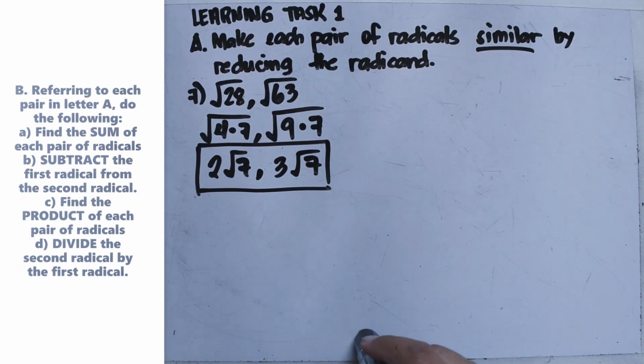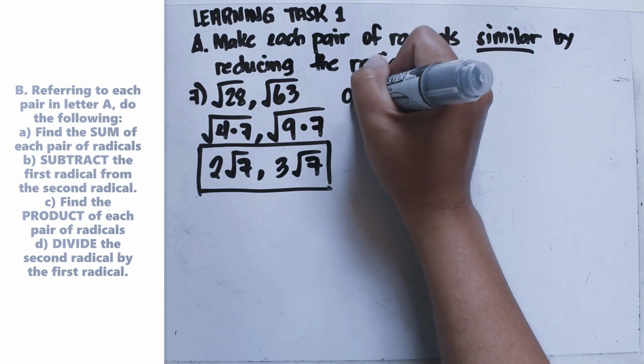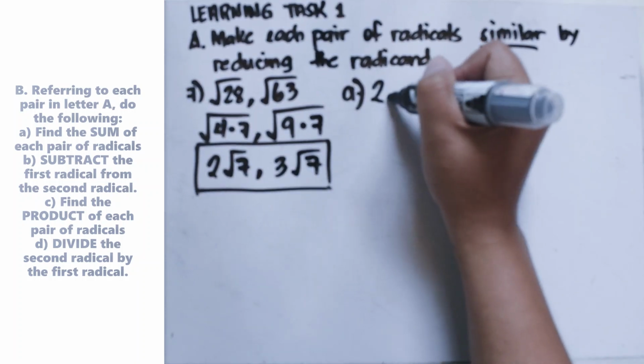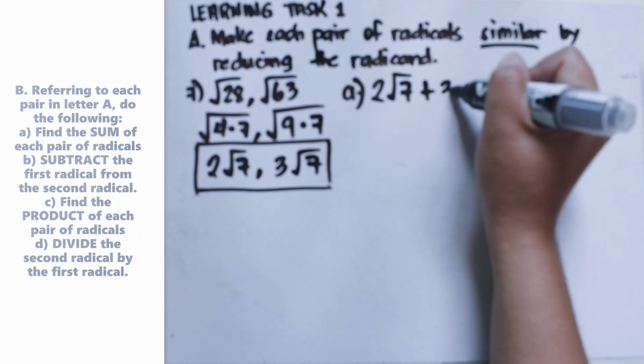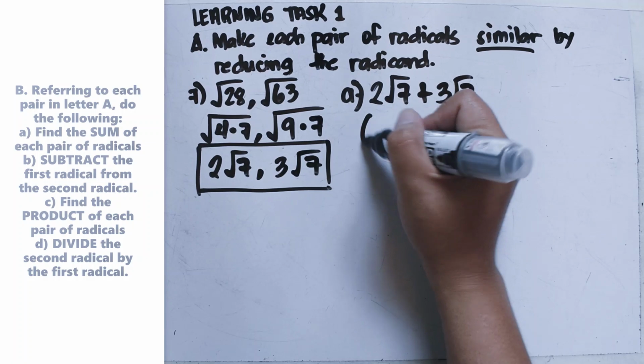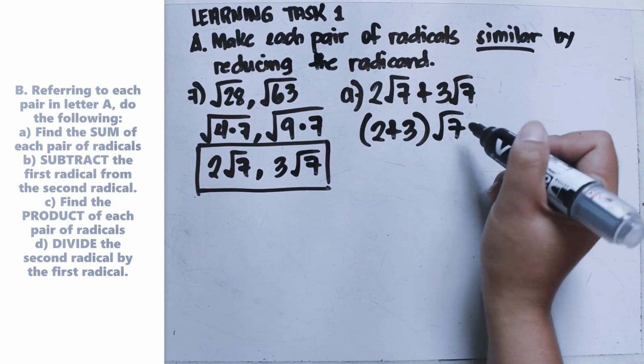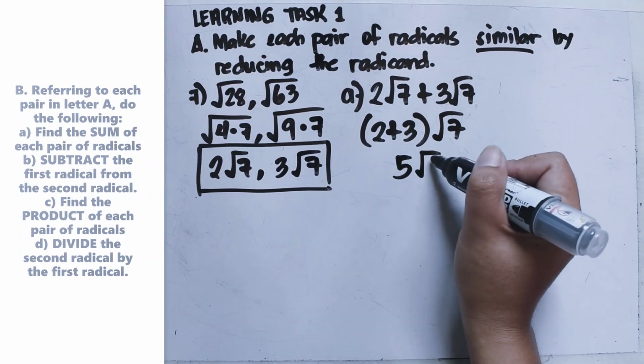So let's now answer letters A to D. Nakakapaos itong ginagawa ko dahil diretso. Ayan. So, letter A tayo. Find the sum. So, we have 2 square root of 7 plus 3 square root of 7. Ulit-ulit lang naman. I-add ang numerical coefficient. 2 plus 3 and then copy square root of 7. 2 plus 3 is 5 square root of 7.